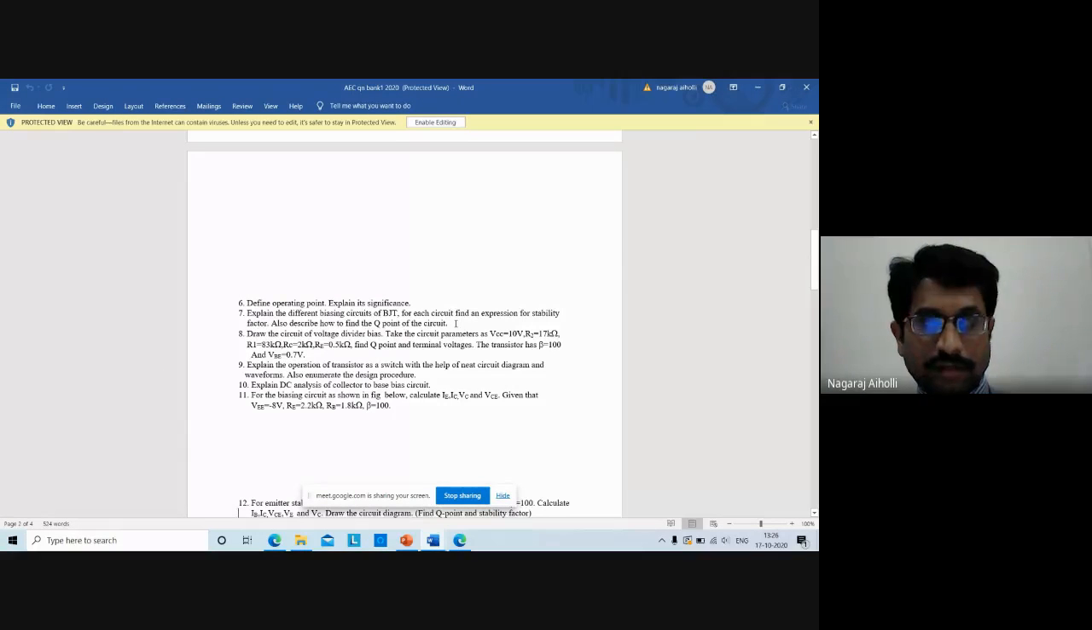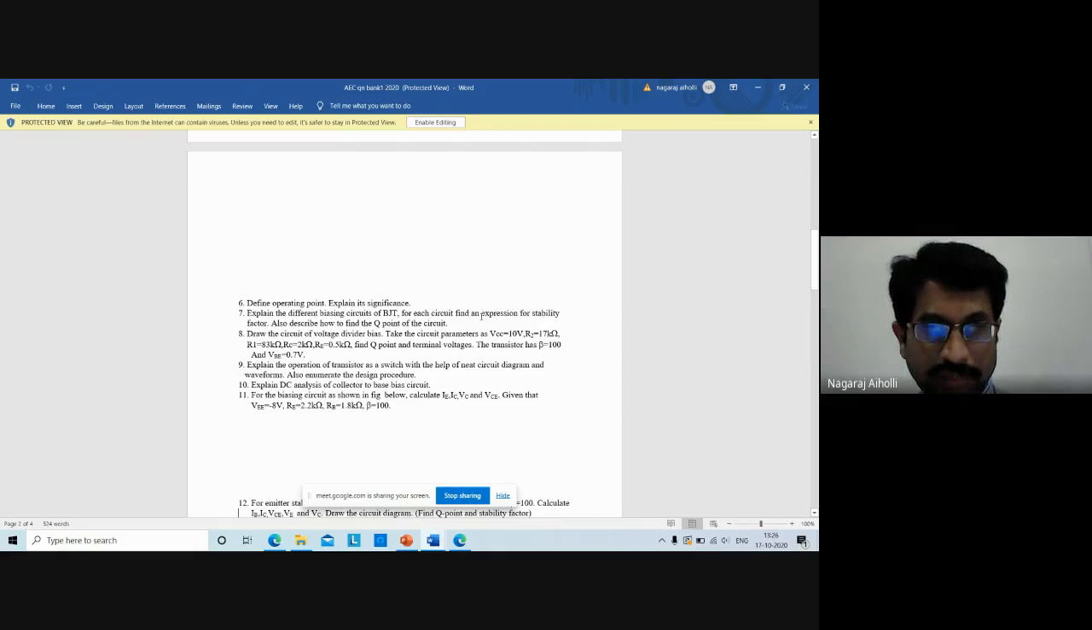This is quite a large answer. Such questions may not be asked in the examination, but in one of the question papers they asked this question for 12 marks: explain the different biasing circuits. First you have to explain all the biasing circuits of BJT. For every circuit you have to find the expression for the stability factor.